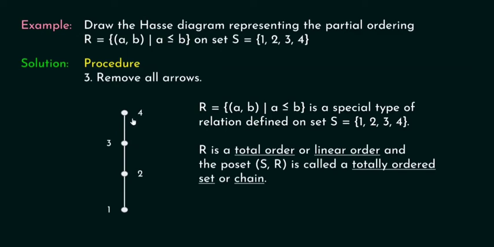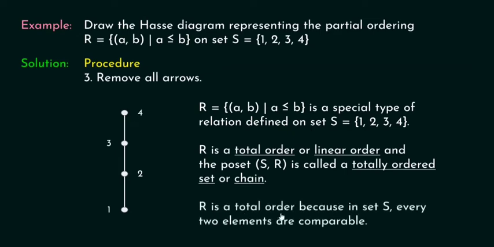Now, what is so special about this relation? R is a total order because in set S, every two elements are comparable. So you can see that this relation is a special type of relation where every two elements are related. So it's a special type of partial order, which is a total order. That is why this relation is a special type of relation: because every two elements are comparable. Or in other words, we can say every two elements are related.